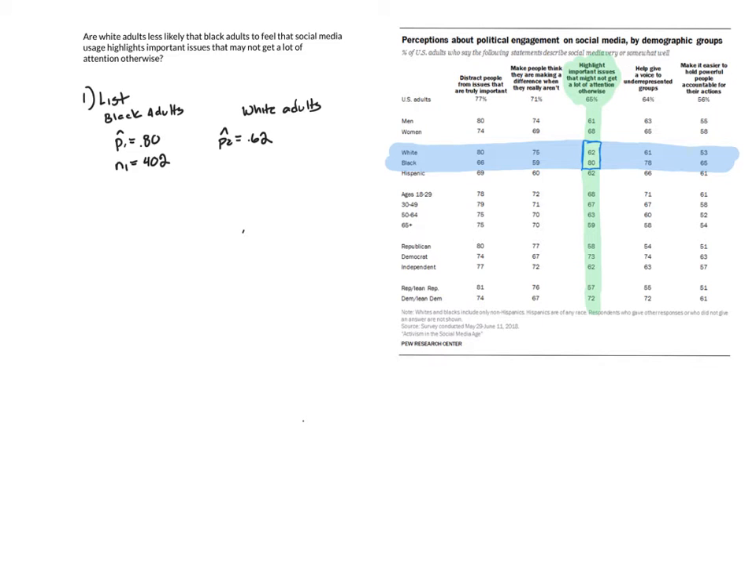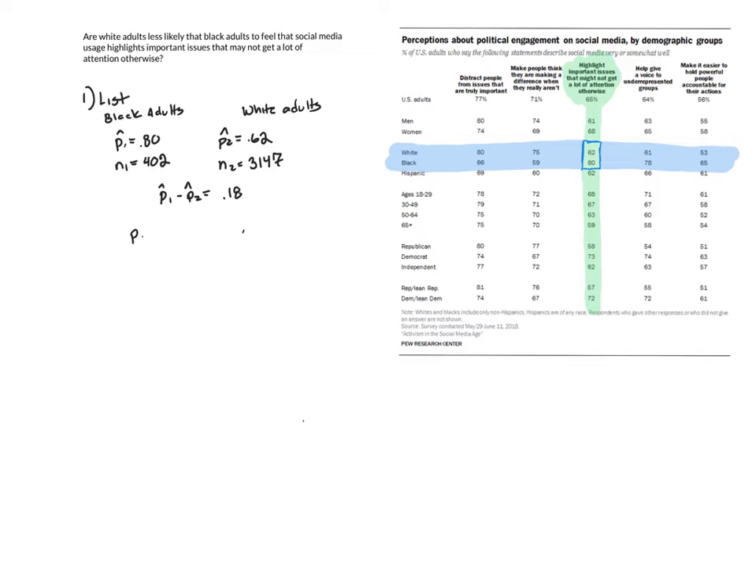I also need the number of white participants, and that was 3,147. Notice that sample 2 has a much larger sample size, which means when I go to calculate my pooled proportion, it's going to be pulled towards that 62% with the larger sample size associated with it. Before I do that, though, I need to go ahead and find my difference. P1 hat minus P2 hat. 80% minus 62% gives me 18%, or 0.18.